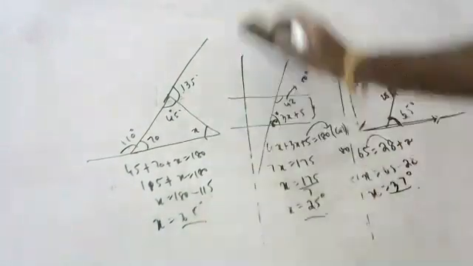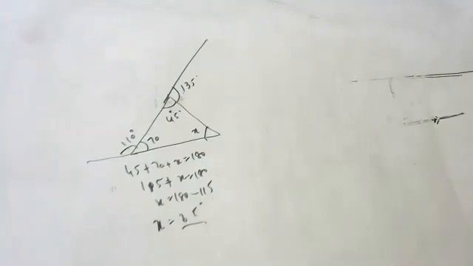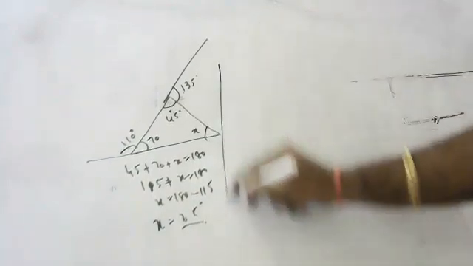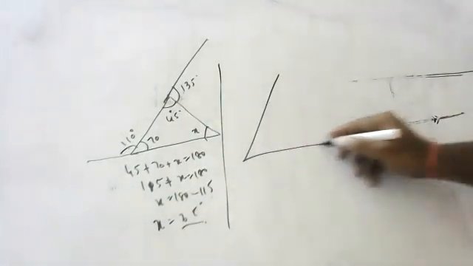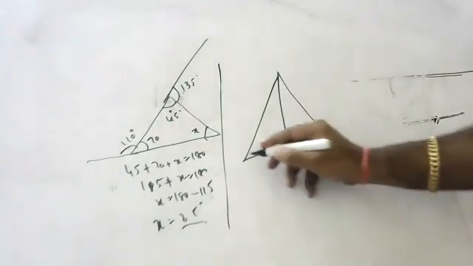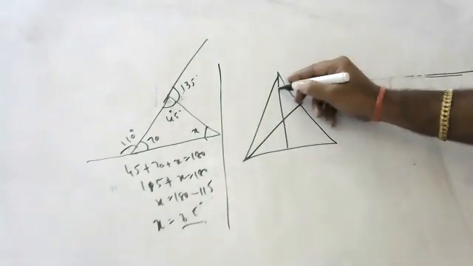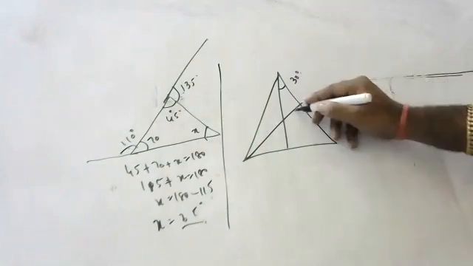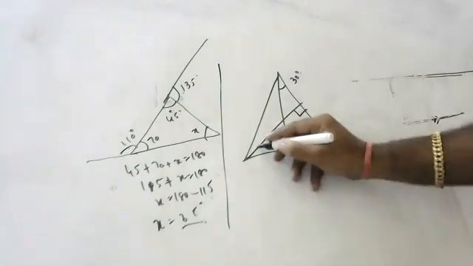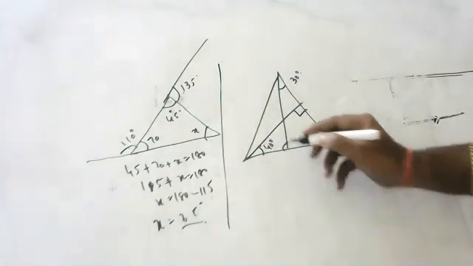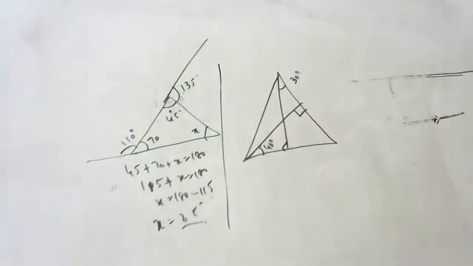Tell one more time, Varsha. See, the question is like this. See here, this is 30 degrees. This is 90 degrees they have given. This is 40 degrees. That only we should find. Tell me how to do it.